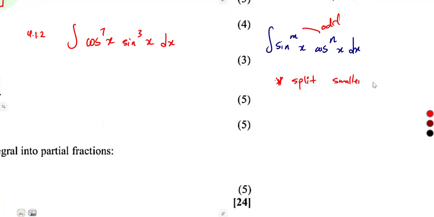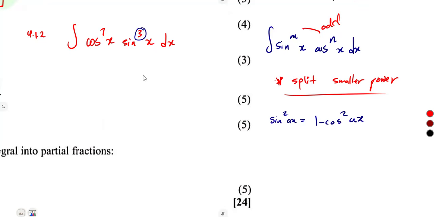The smaller power. You must split that one using what? The idea of our identities. If it is cos, you use the cos, but in our case, the smaller power is what? Is 3. So you use this identity. Sine squared ax is equal to what? 1 minus cos squared ax.